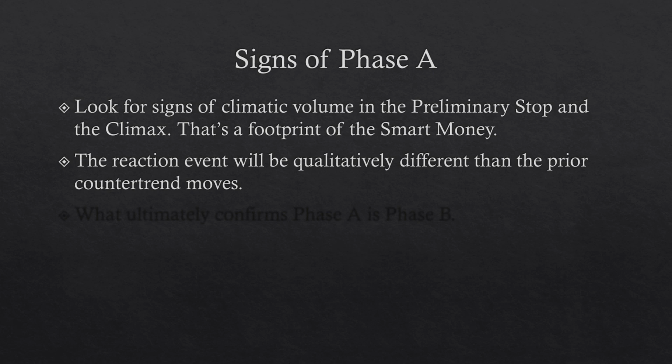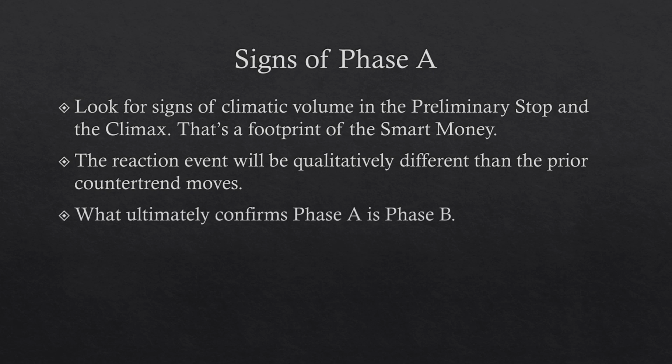Number 3. What ultimately confirms Phase A is Phase B. So the trader must wait for the development of Phase B before looking for trade opportunities, even when the first 4 logical events appear to provide clear trade setups. For example, it might be tempting to look for a trade after the end of the reaction, aiming for the secondary test at the climax. Even though that's possible, it's not what the methodology proposes.